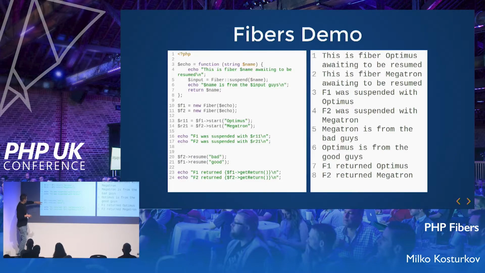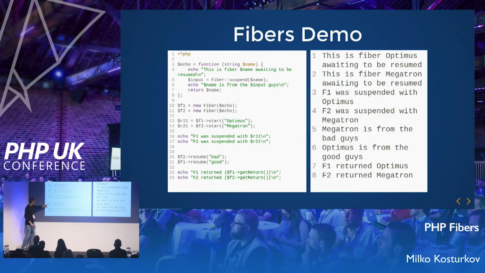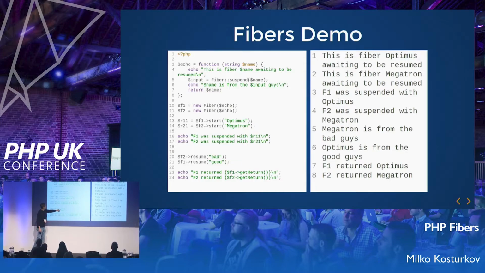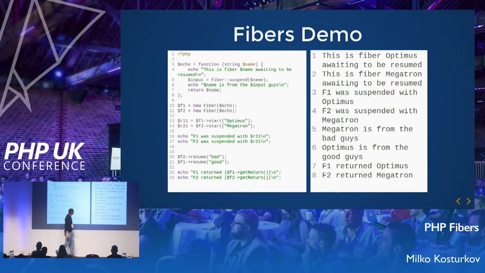What we're going to do is switch the order of execution now. We're going to start with the second fiber that we instantiated here, and we started second. We're going to resume it with "bad". Execution is going to come here: "Megatron is from the bad guys." And then we're going to come back here. The function will return, get back here.